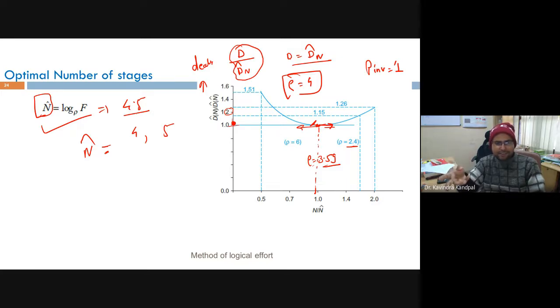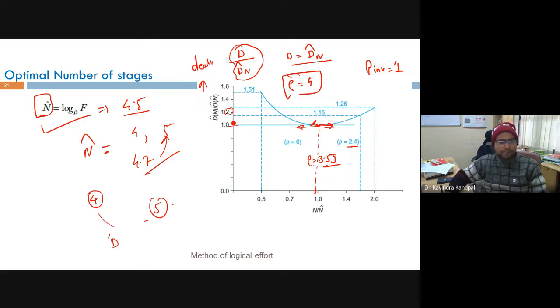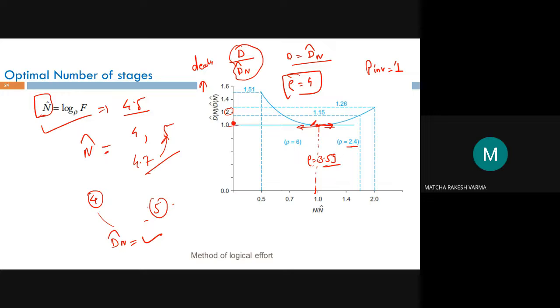Check it. For n cap equal to 4, you just find out the delay. For n cap equal to 5, just find out the delay. Whichever is minimum, take it. Don't fall in these traps, that if it is a decimal, if it is 4.6 or 4.7, then I am taking 5 from mathematics. Don't go like that. If it is falling in between, you check for n cap equal to 4 and you check for n cap equal to 5. Whichever is giving you the minimum delay, you go with that. You're getting my point? Yes, sir.